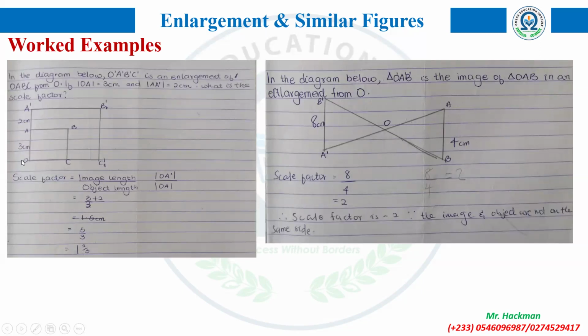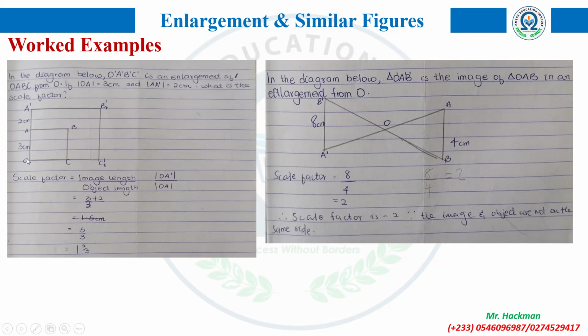And you know that here, this is your center of enlargement. And your object and the image are located on the same side of your center of enlargement. So your scale factor will be positive after looking at the image length over the object length.